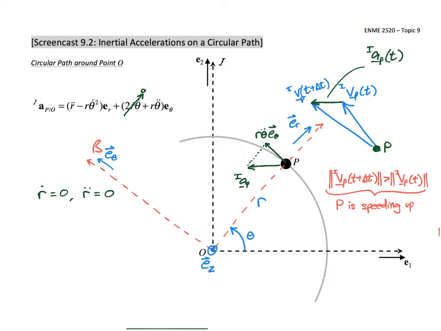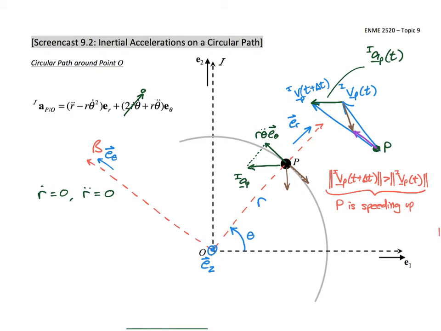So let's quickly examine a hypothetical case that says that instead of P speeding up, it's actually slowing down. So that means that our velocity vector at time t compared to the velocity vector at time t plus delta t would be just the opposite. So if the velocity vector at time t plus delta t were much shorter, as we're drawing it here, then that means that our acceleration vector would be pointing from tip to tip, which is in a completely different direction than we're drawing here, but look at where the e theta component would be.